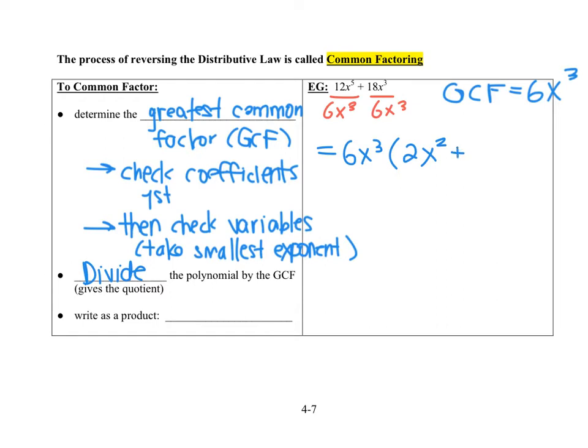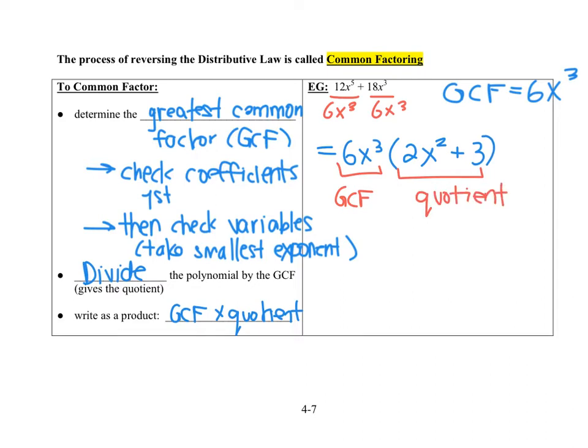If I go to the next one, 18 divided by 6 is 3. And then x cubed divided by x cubed, I'm dividing the same thing by itself. That's gone. And that would be my final answer. So when you write your final answer, it's going to be the greatest common factor times that quotient from above. Okay, and that's it. So there's your GCF, and there's that quotient. And this we would be able to solve, but we'll get into that later on.